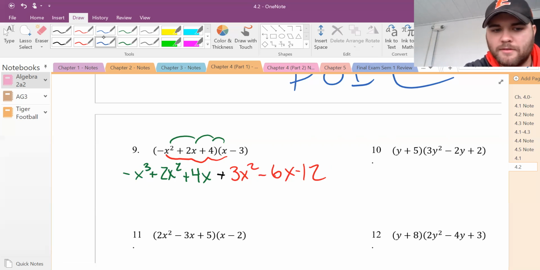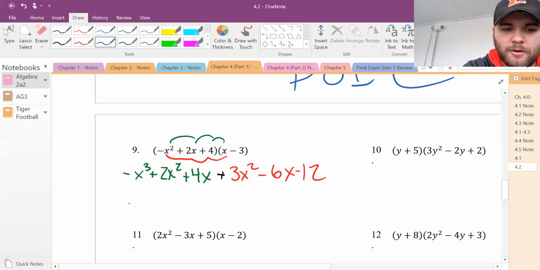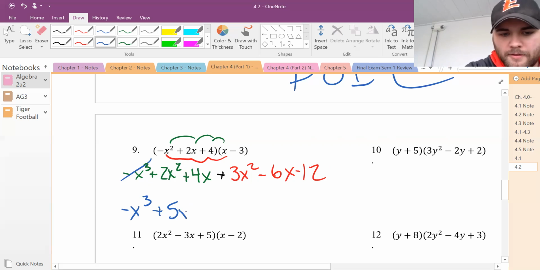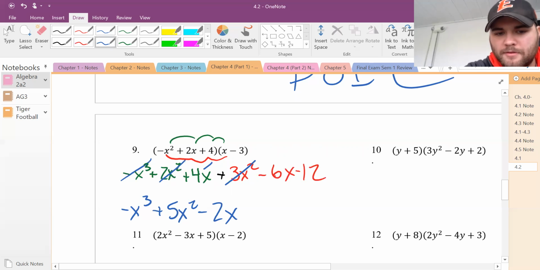This all connects. So we don't have another cube. I'm just going to bring it straight down. Cross it off. Okay. I have 2x squared plus 3x squared. It gives me 5x squared. Cross it off, so we know we're done with it. 4x minus 6x gave me minus 2x. Cross it off.